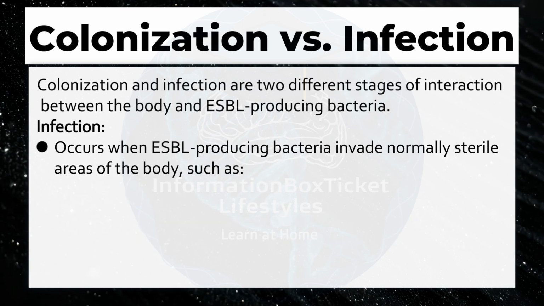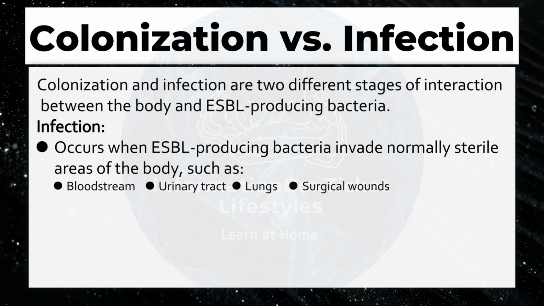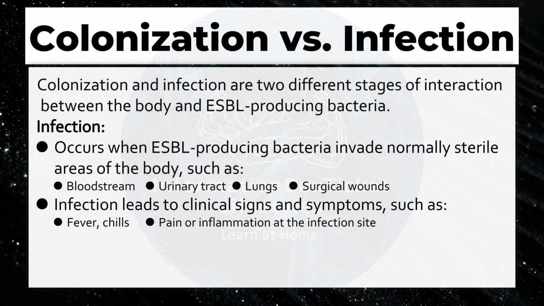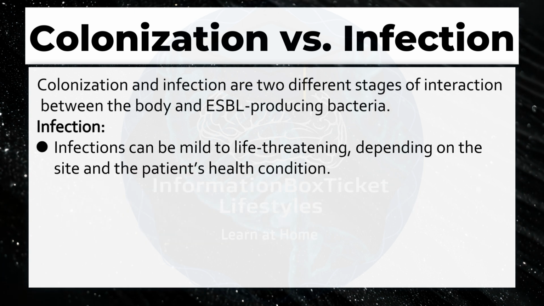Infection occurs when ESBL-producing bacteria invade normally sterile areas of the body, such as the bloodstream, urinary tract, lungs, or surgical wounds. Infection leads to clinical signs and symptoms, such as fever, chills, pain or inflammation at the infection site, fatigue or confusion, especially in older adults. Infections can be mild to life-threatening, depending on the site and the patient's health condition.